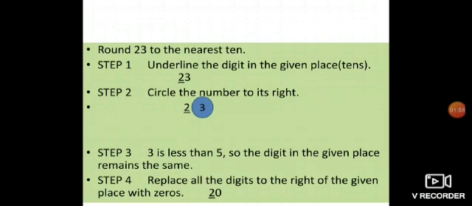Students, see this example. Round off 23 to the nearest 10. First, we'll underline the digit in the tens place, which is 2 over here. Then, circle the number to its right, which is 3. According to the rule for rounding, 3 is less than 5, so the digit 2, which is in tens place, will not change. Then, replace the digit 3 with 0. So, 23 rounded to the nearest 10 is 20.